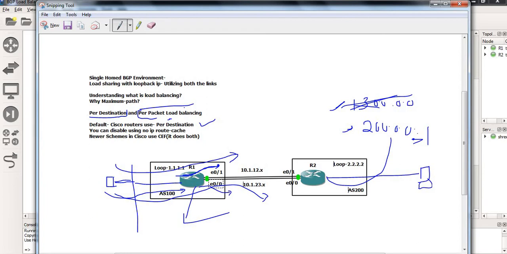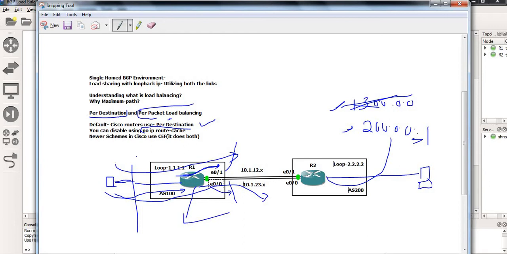You can disable per destination load balancing and enable per packet load balancing using a single command on the Ethernet interface, that is no ip route-cache. If you want to enable per packet load balancing on this interface, you are going to configure this command, no ip route-cache. Also on the second interface you can configure this command, so per packet load balancing will be enabled here.